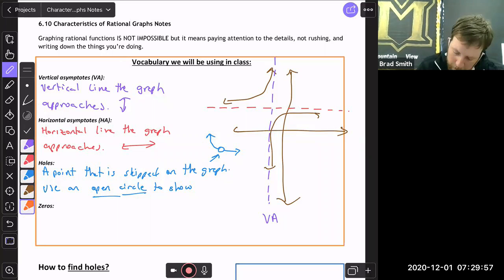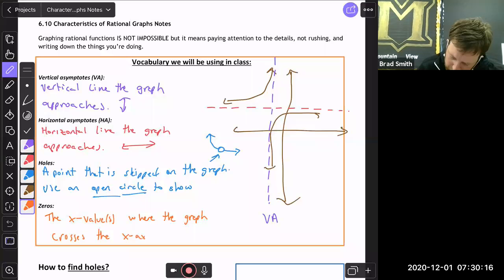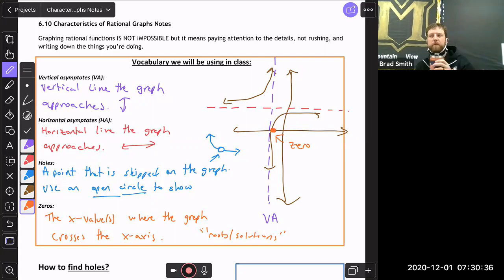And a zero is the x value or values where a graph crosses the x-axis. So it crosses the x-axis here. Once again, we also call that, it could be called roots or solutions as well. But with graphs, we'll call it a zero.